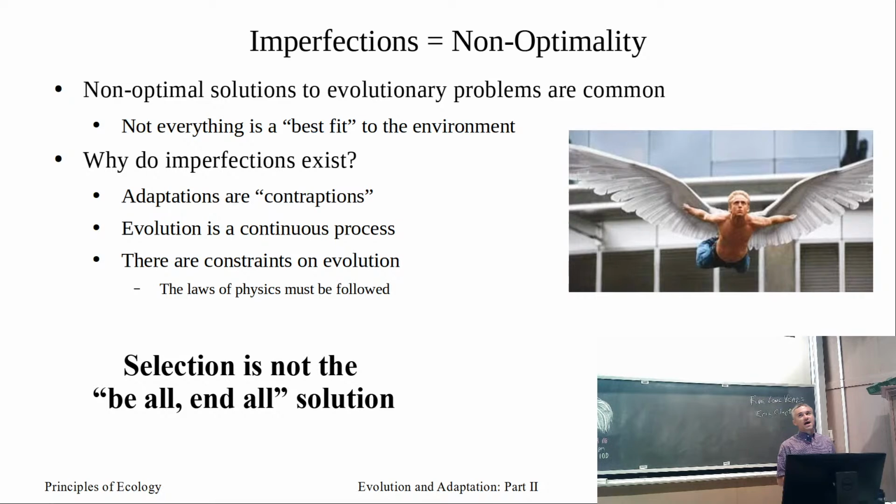We could talk about birth weights, right? That was an example of stabilizing selection. Being larger is a good thing, but the laws of physics prevent us from getting a large head through a small birth canal. Can't do it. Can't break those laws of physics. So the main take-home point of all of this is that selection isn't the end-all be-all solution. We may have presented it years ago or in other classes as the best response to a problem, but it's not. Imperfections exist out in nature, and they exist for a reason.